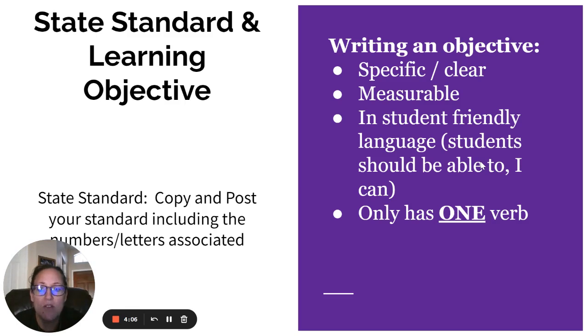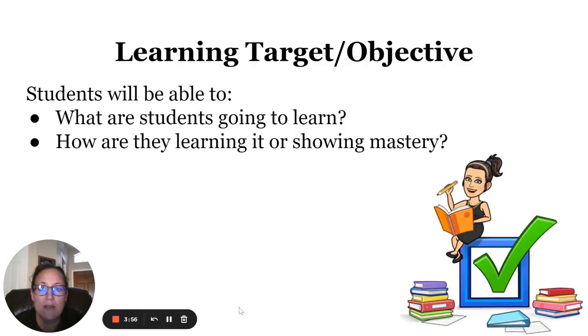When you write a learning objective, it must be specific and clear, measurable, in student-friendly language, and only have one verb. Here's an example. When creating a learning objective, you want to say students will be able to, or I will be able to, what are they going to learn and how are they going to show mastery?